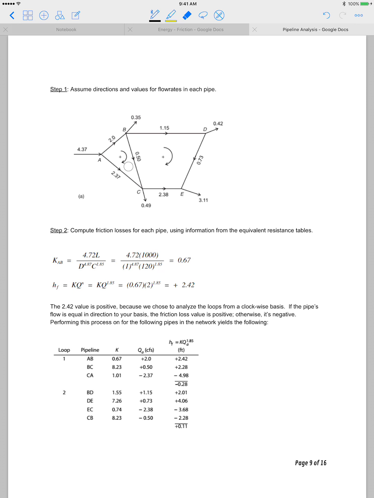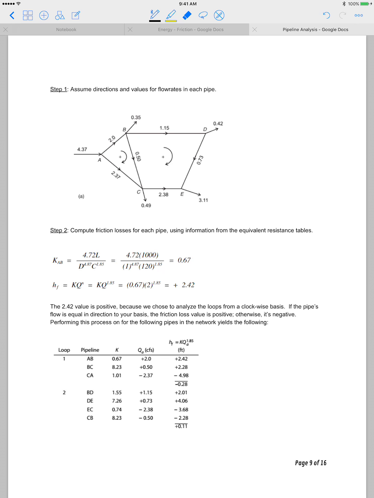It's with it, that's a positive Q, but it's against it here, so it's a negative 2.37. It's a positive 2. It's a positive 0.5, it's a negative 2.37. In this case, you have a positive 0.73, you have a negative 2.38, you have a negative 0.5, you have a positive 1.15 from a flow basis. You would apply the same to the friction loss as well, and you'll see what I mean.